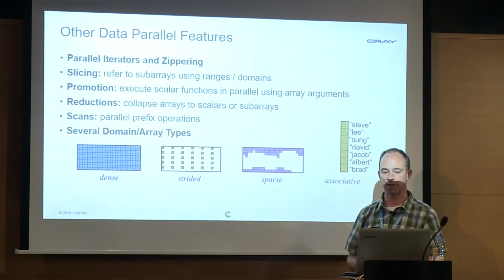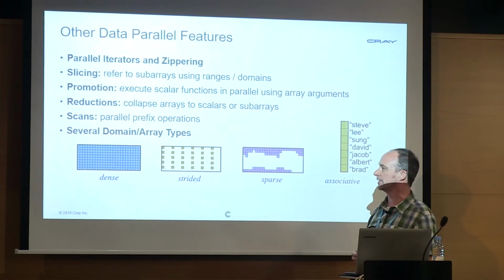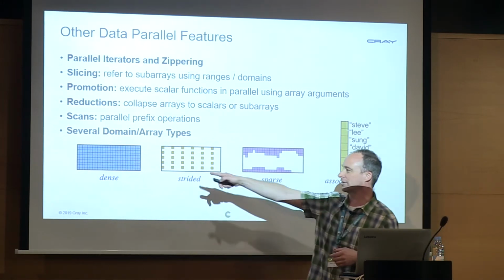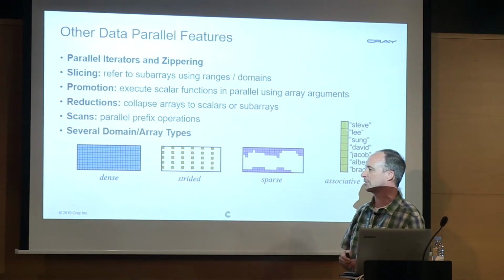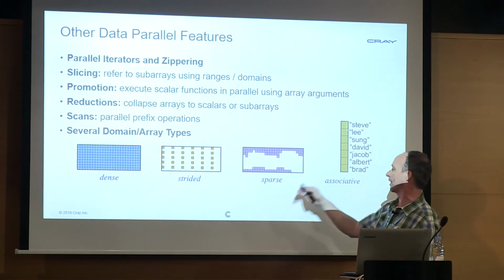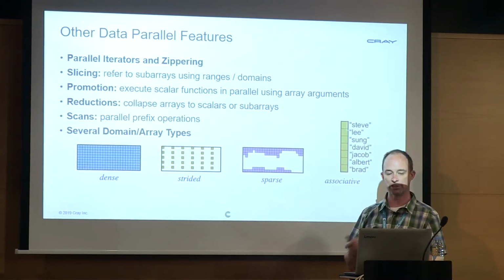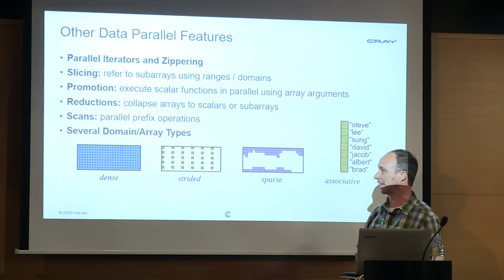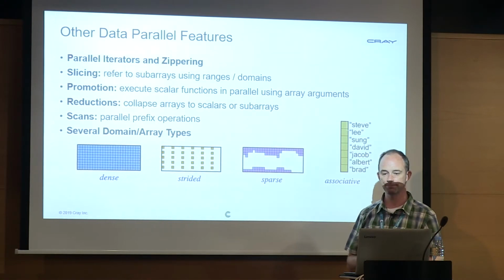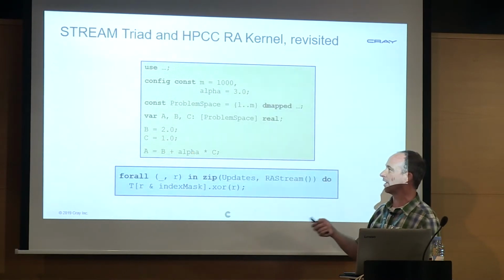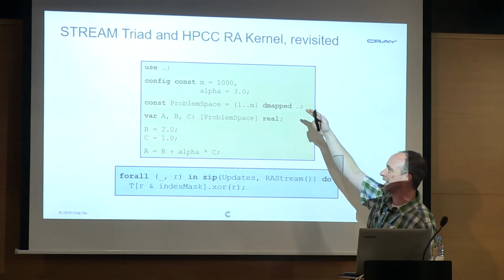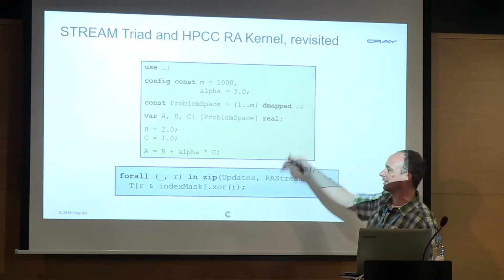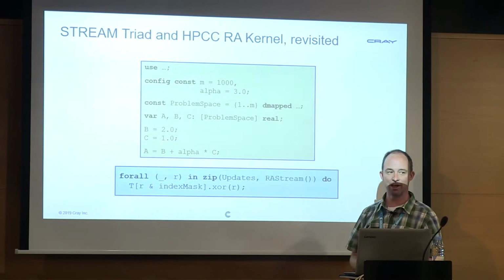There are a lot of other features for data parallelism, a lot of features around slicing and different kinds of operations you would want to do on arrays, the kinds of things you'd expect from a good array language. And I should say, in addition to the dense multidimensional arrays we saw in this simple example, we also have strided arrays, sparse arrays, and associative arrays. So you can use these data parallel features with a number of irregular or strangely indexed sets of data. And at this point, going back to the beginning of my talk, you know what you need to know to understand a lot of the code you saw in the stream triad example and in the HPCC random access example.